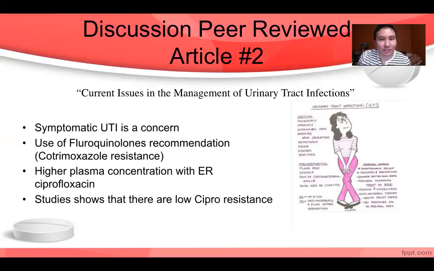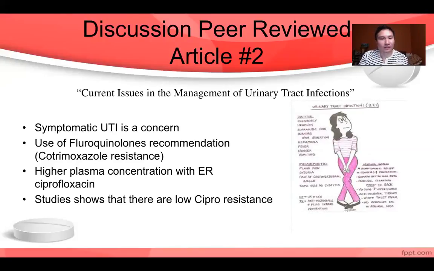There's another article that I looked into, called Current Issues in Management of Urinary Tract Infections. In this article, they have patients who have symptomatic UTI, which is a concern, and they recommend fluoroquinolones because of cotrimoxazole resistance. Even though that medication is the first line of choice for UTI, there's still a high incidence that they develop resistance to cotrimoxazole.